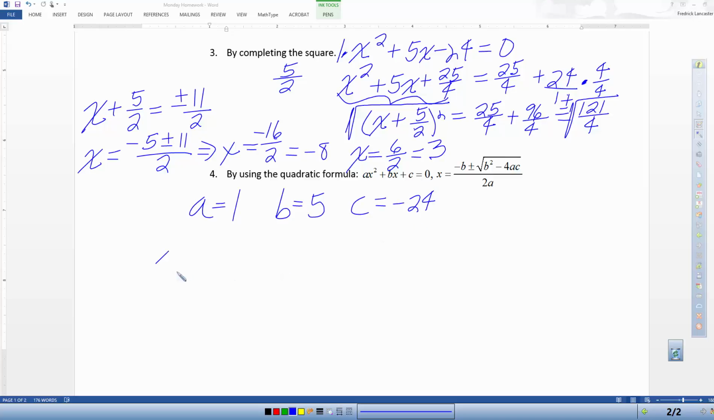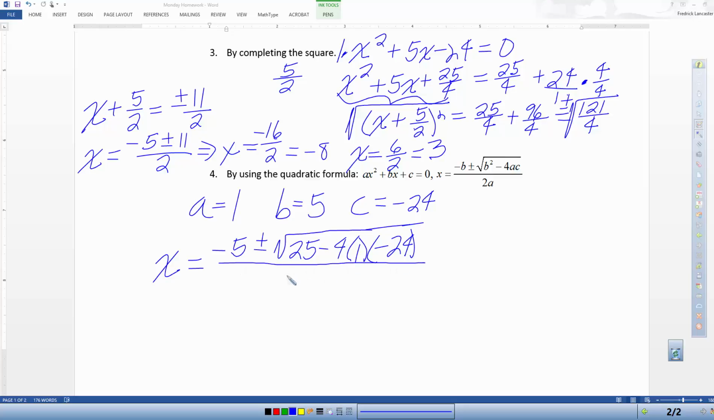x equals the negative of b, so that's negative 5 plus or minus the square root of b squared. b is 5, so b squared is 25, minus 4 times a, which is 1, times c, which is negative 24. Then that's in one big fraction all over 2 times a, so it's 2 times 1.